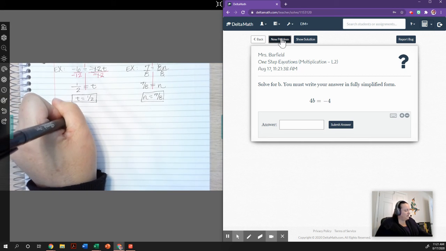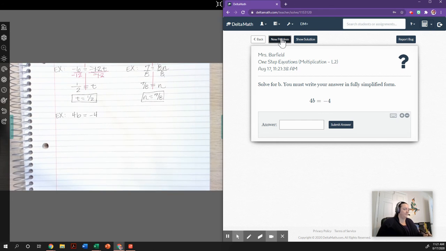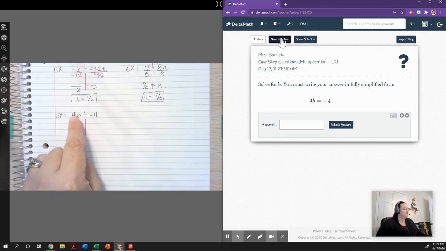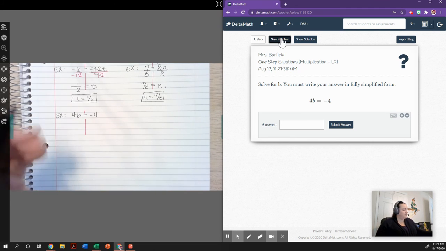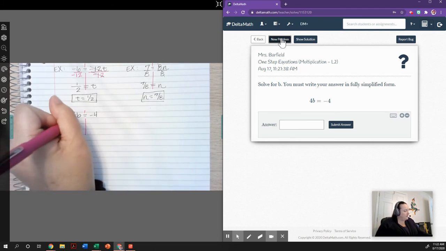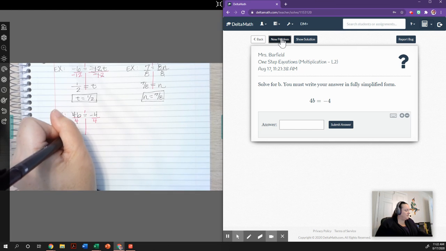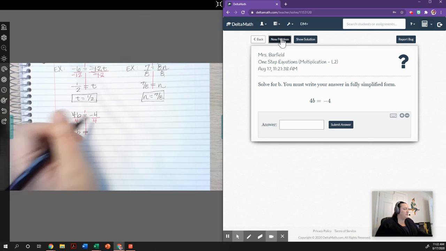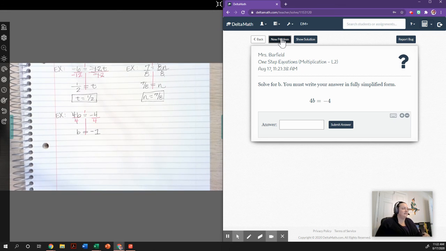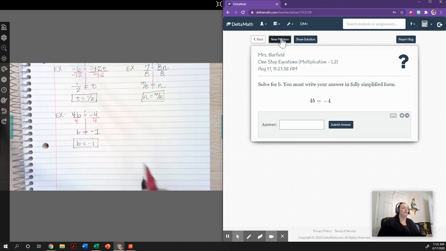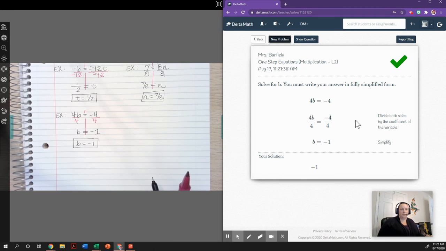This will be our last problem for today on this section. So 4b equals -4. Going to jump right in. There's my left and my right side. I need to get b by itself. Whatever number's in front of b, that's what I'm going to divide by. So I'm going to divide by 4. The 4s eliminate, so I'm left with b equals -4 divided by 4. That works out nice. That is -1. So b equals -1. I'm going to type that in, submit, and I'm good.